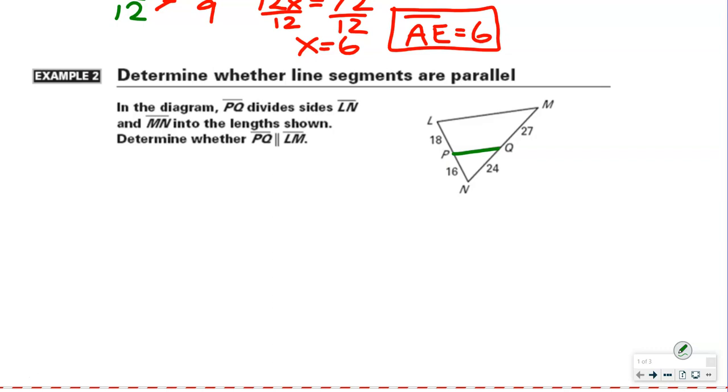So our proportions are, we have 16 over 18. That would need to equal 24 over 27. If these simplify down to the same fraction, and they're actually equal, then we know the lines are parallel. So what is the greatest common factor of 16 and 18?